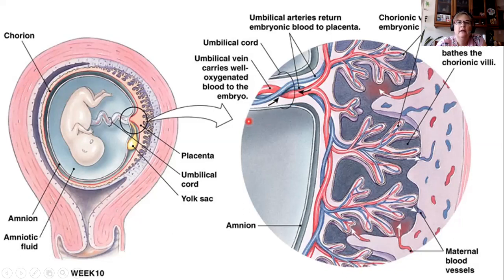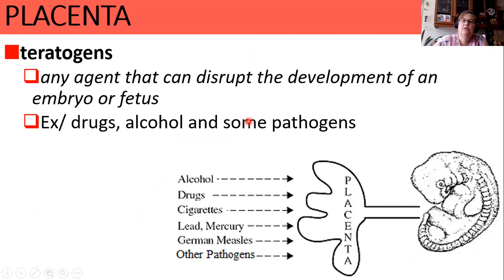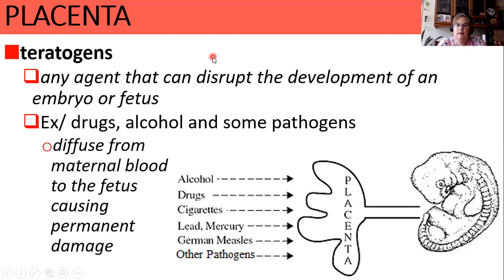Okay. All right, teratogens. So teratogens are any agent that can disrupt development of an embryo or fetus. Okay, so anything that you, as a pregnant woman, can be exposed to, ingest, etc., that can cause damage to that developing embryo or fetus is a teratogen. So teratogens can include drugs, alcohol, some pathogens. It can be prescription drugs or non-prescription drugs, so some illicit drugs.